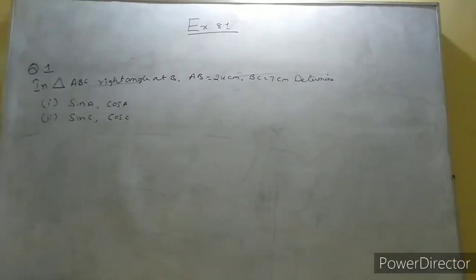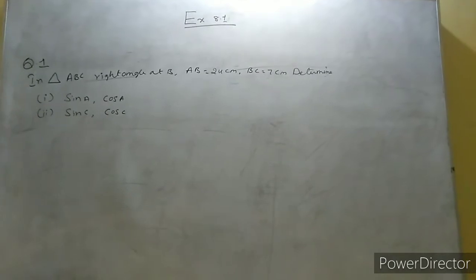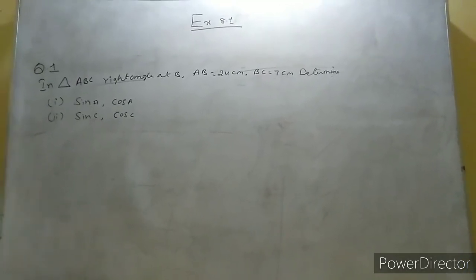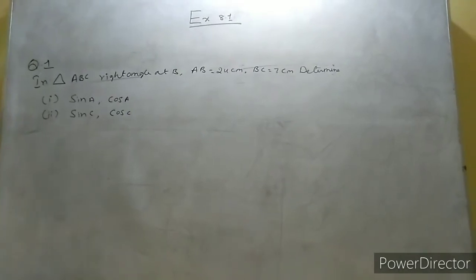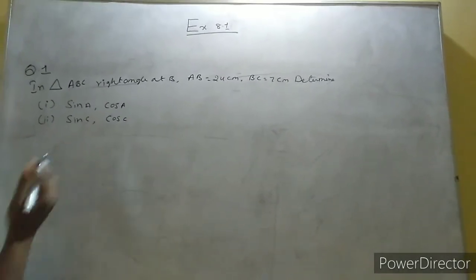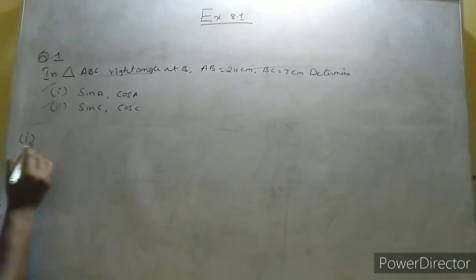So the chapter 8, trigonometry, introduction to trigonometry, exercise 1. The first problem: in triangle ABC, right angle at B, AB equal to 24 centimeters, BC equal to 7 centimeters. These are the given values. Then solve parts 1 and 2. Let's take it as 1.